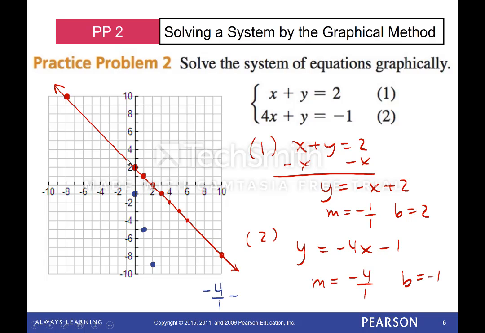Because -4/1 isn't that the same thing as 4 over -1? Those two mean the same thing. All right, so 1, 2, 3, 4. Ooh, I think I got it.